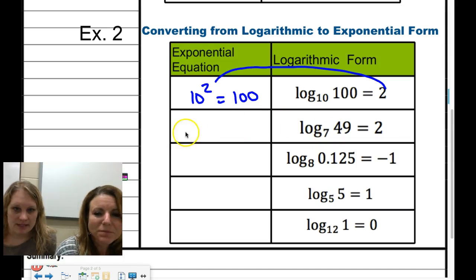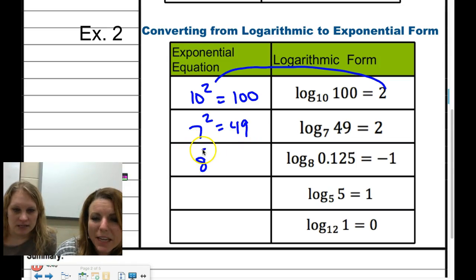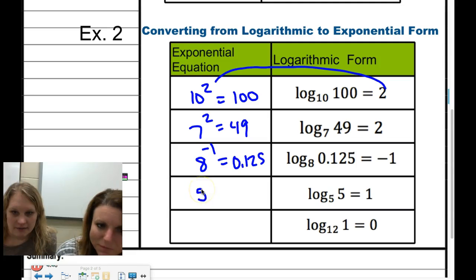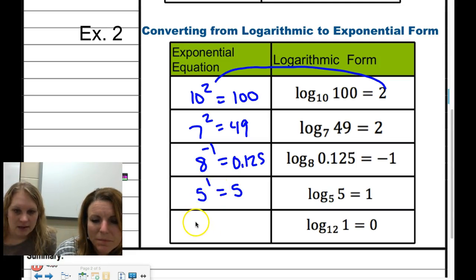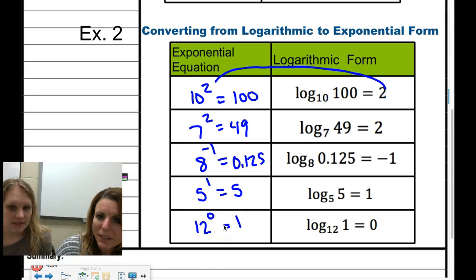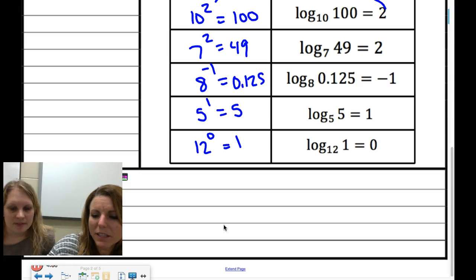All right, so our base is 7. Our exponent is 2. So it equals 49. That makes sense. Our base is 8. Our exponent is negative 1. So it's going to equal 0.125. Correct. Our base is 5. Our exponent is 1. And that equals 5. That makes sense. Our base is 12. Exponent is 0. And that equals 1. Perfect sense. All right. Pretty darn easy.